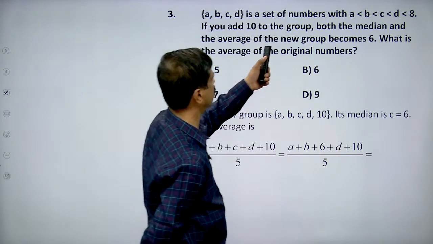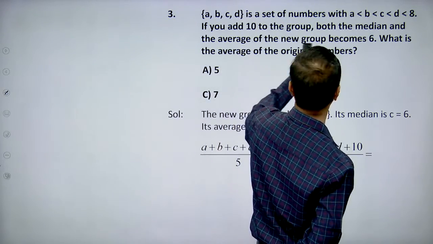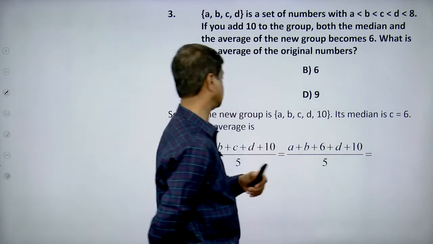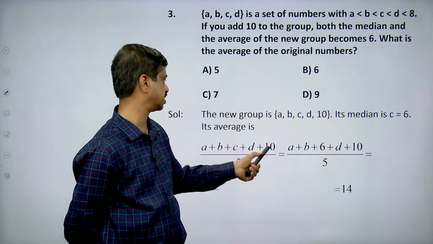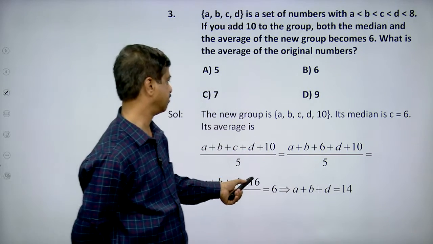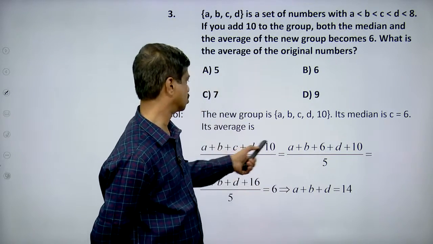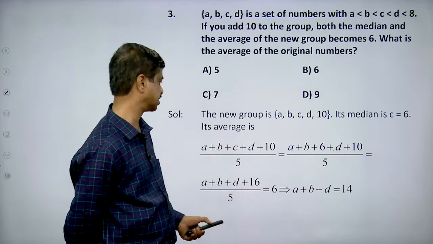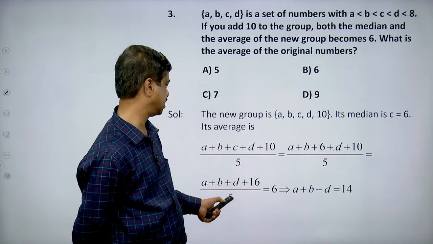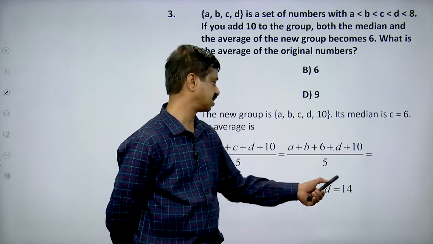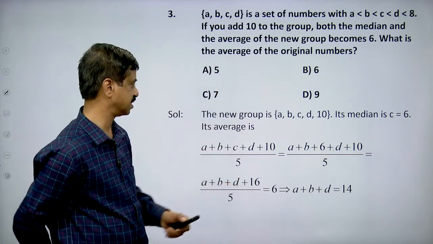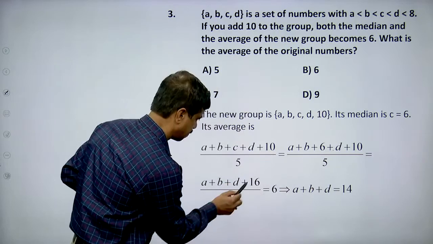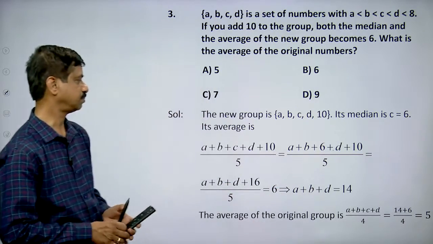And again, what did he say? Both the median and average of the new group become 6. The average is also 6. (A plus B plus C plus D plus 10) divided by 5 is the average. And of course, C is given as 6, so we replace that, and that is equal to 6. So, A plus B plus D is 30 minus 16, which is 14.